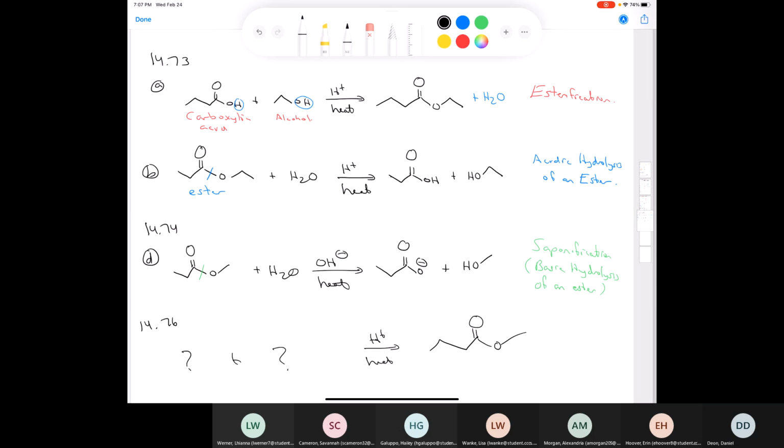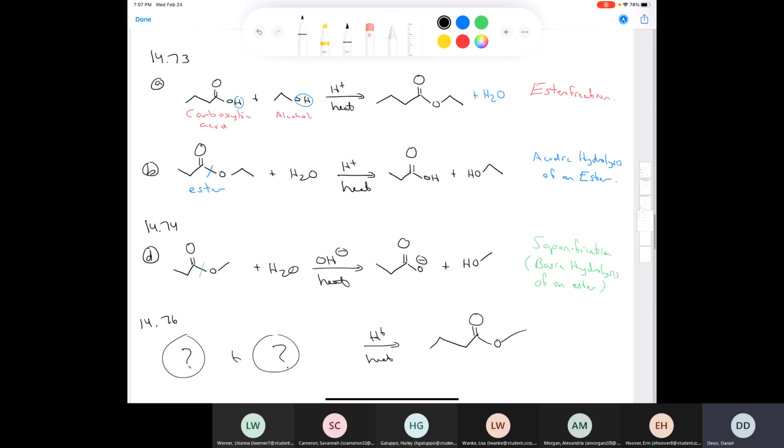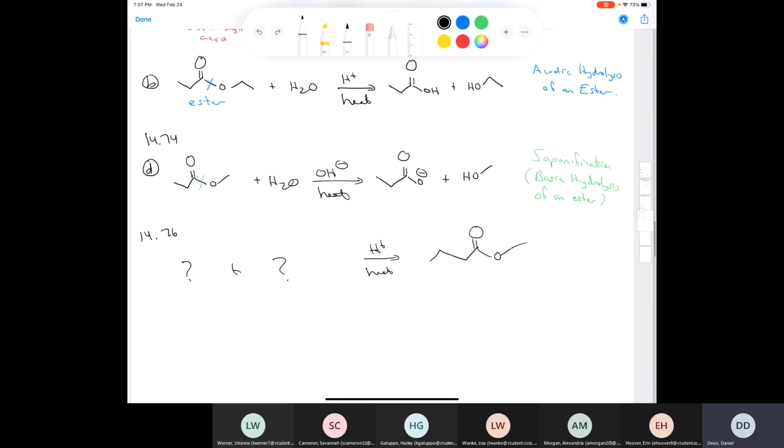14.76, shows we need 2 reagents to come together in acid and heat to produce an ester. Well, we saw up here that when we take a carboxylic acid and an alcohol and we heat them in acid, we end up with an ester, and that's an esterification reaction. So this is an esterification.